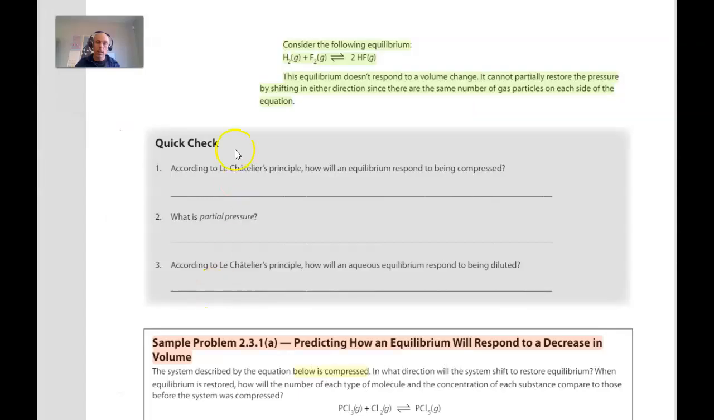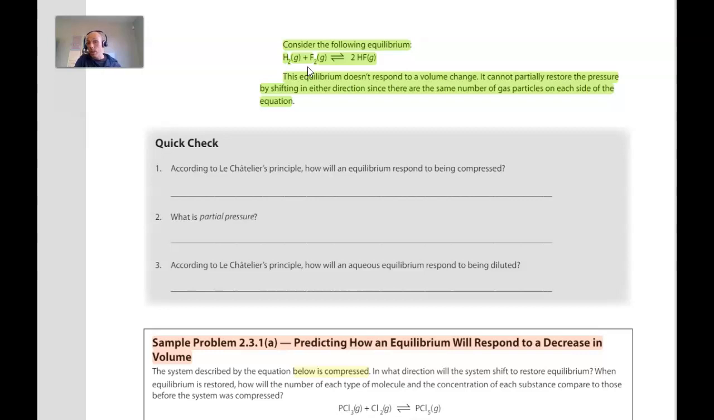So I've just scrolled up and I'm looking at this section here in green, which illustrates a really important point to us. If we look at this equilibrium system, we see that while there are 2 different types of reactant molecules and only 1 type of product molecule, there are the same number of moles of molecules on both sides. There's an H2 and an F2, 2 moles on the left and 2 HFs on the right. There are an equal number of moles of gas molecules on both sides.